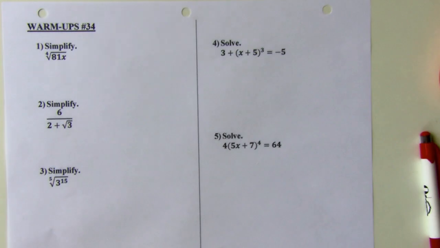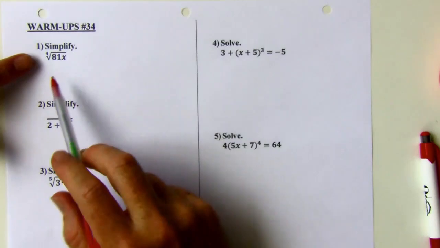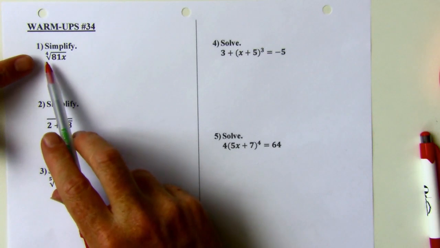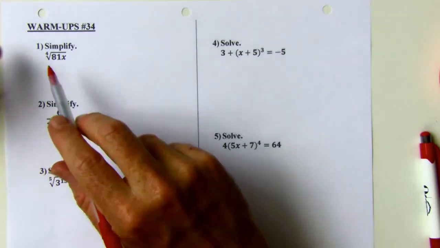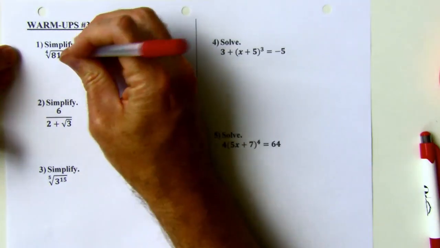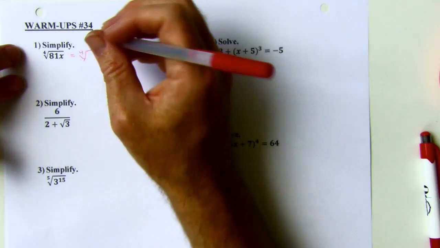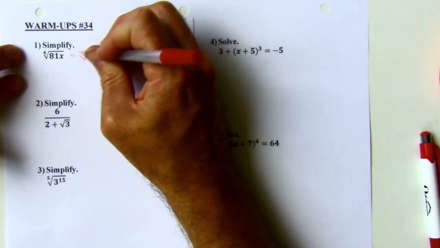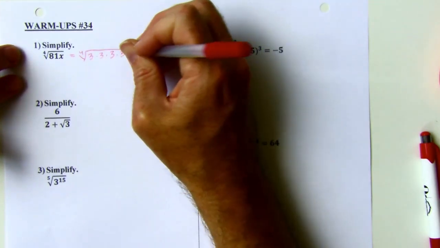Here's warm-up number 34. First, we're going to simplify this radical, and it has an index of 4. It's a fourth root, so I'm going to be looking for quadruplets. I'm going to start breaking apart the 81x. So 81 is 9 times 9, and then I could break each 9 into 3 times 3. So when you break it apart all the way down, that's what I get.